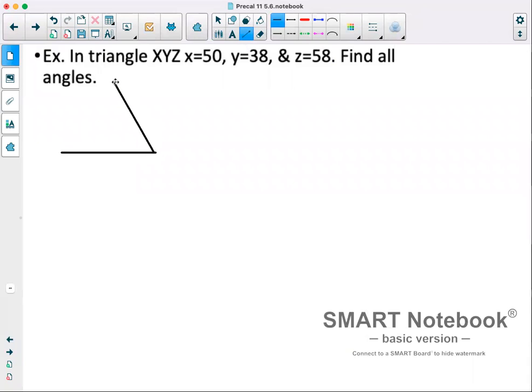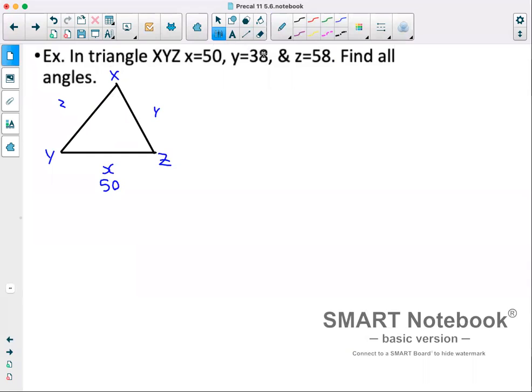So we have triangle XYZ. Now we're given x is 50, so this side here is 50. y is 38, so this is 38. And z is 58. We want to solve for all angles. We have all three sides, so we can use cosine law to solve for an angle. It doesn't matter which one we start with. I, however, am going to choose to solve for angle X first.